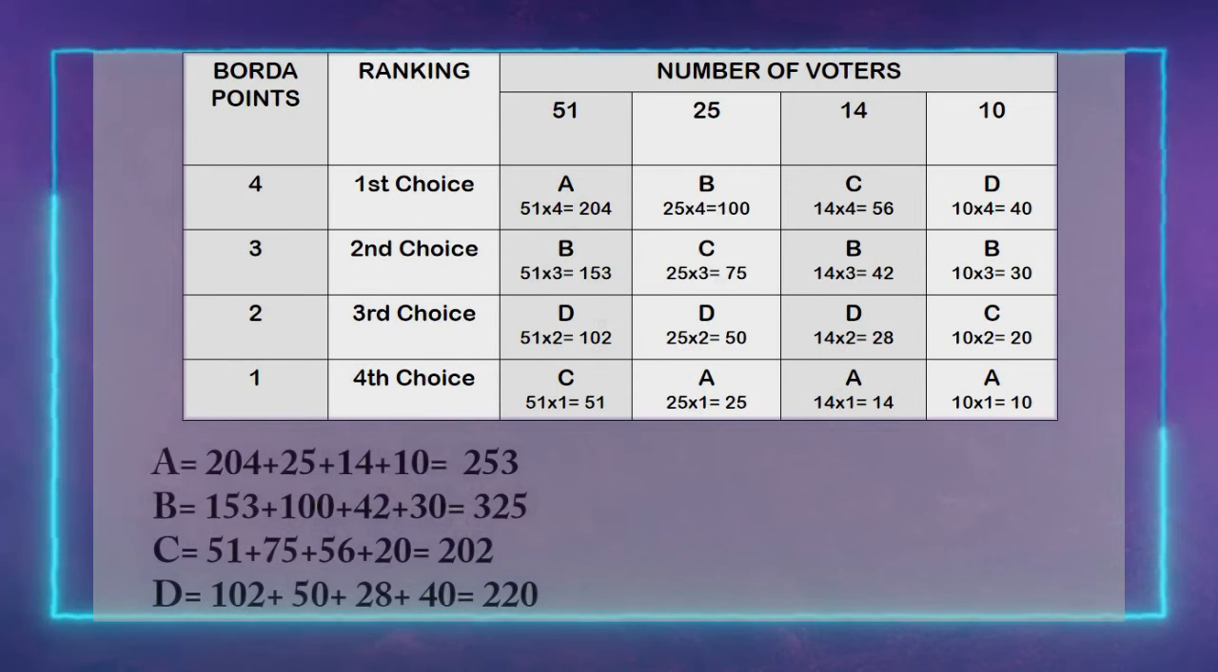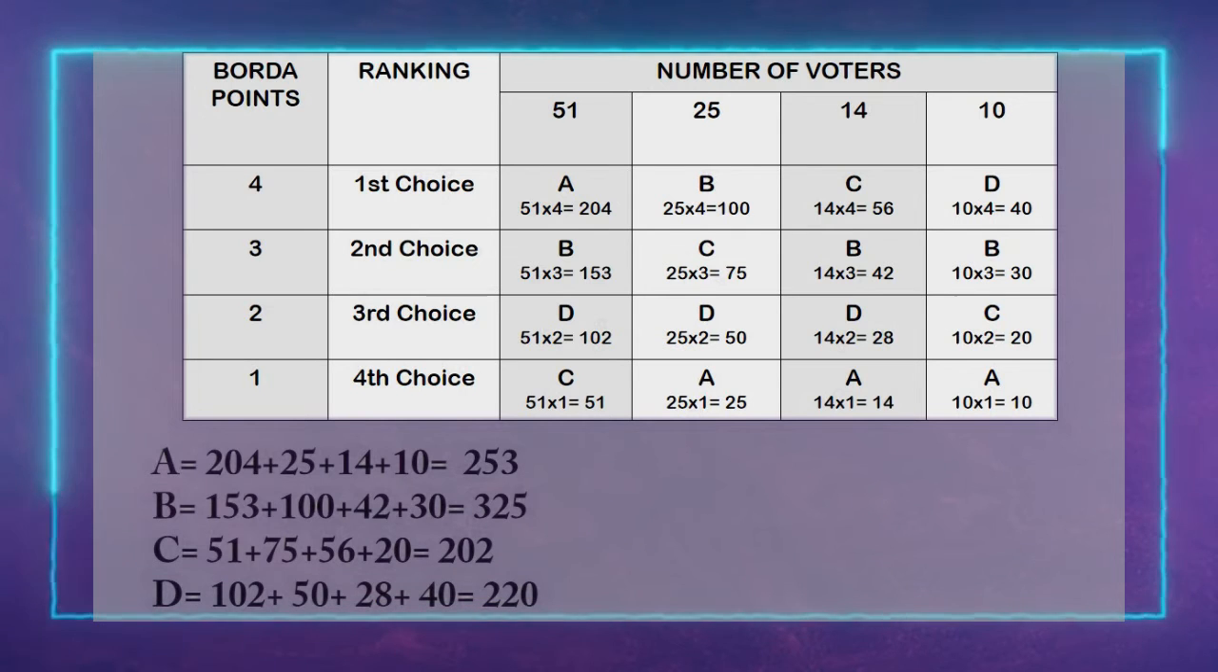So 14 times 3. And for the 10 voters, they rank candidate B as also their second choice, which has 3 points. So 10 times 3. So what we're going to do is multiply again, then add all the points gathered by candidate B, and then we can have 325 points all in all for candidate B.